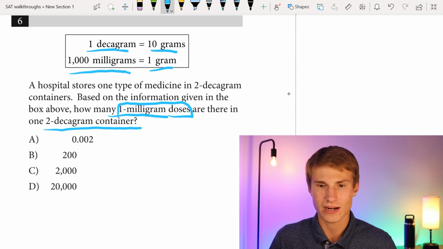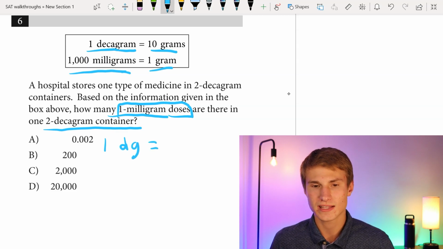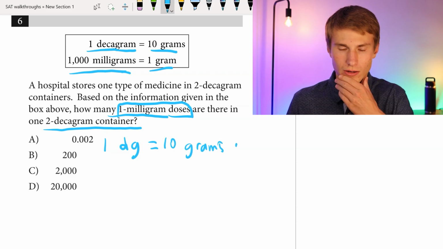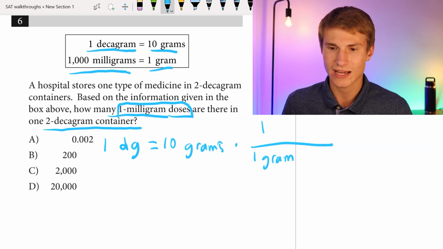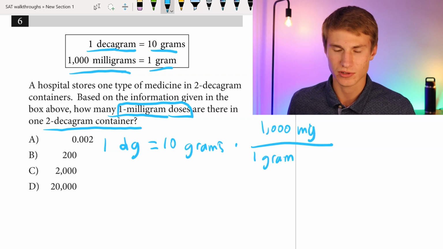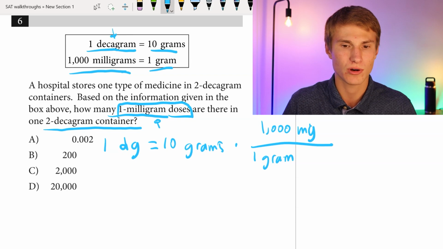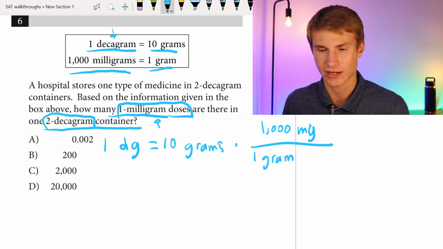So in 1 decagram, I'll put 1 dg for decagram. We know that that's equal to 10 grams times 1 gram, because we've got to cancel out our grams, per 1,000 milligrams. So I'll put mg for milligrams. And keep in mind, we want to get our number of milligrams in 1 decagram and then just multiply it by 2 to solve for the number of 1 milligram doses in one 2 decagram container.